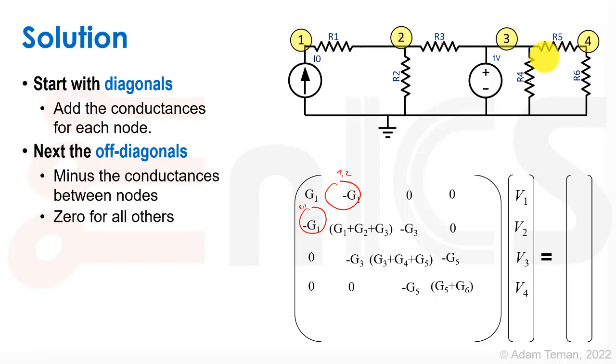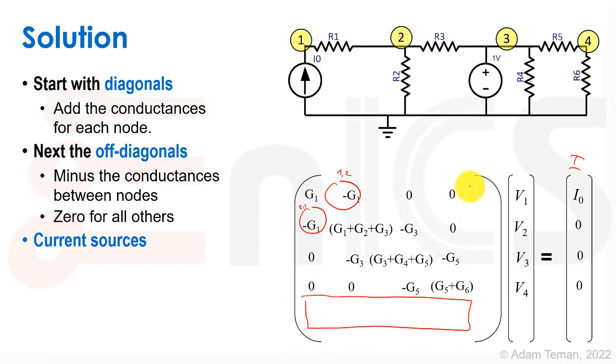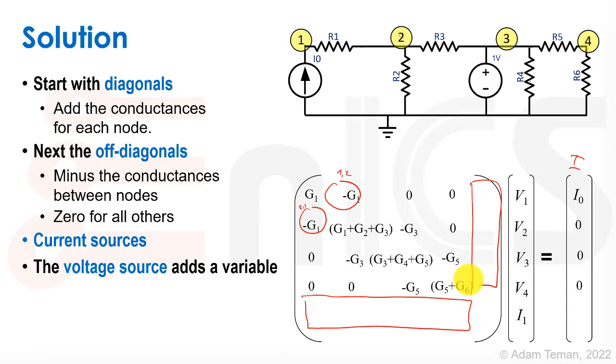Okay, so now we have to go for the current sources because that's what's going to create our I vector, remember? Okay, so we know that the current source going into node 1 is going to be I0, and there are no other current sources in the design, so we're just going to get zeros for all the rest. However, as you can see here, I left room for another row, another column. Why did I do that? That's for the modified nodal analysis. The voltage source adds a variable, and this variable, as we mentioned before, is going to be called I1. Okay, that's going to be the current going through our voltage source.